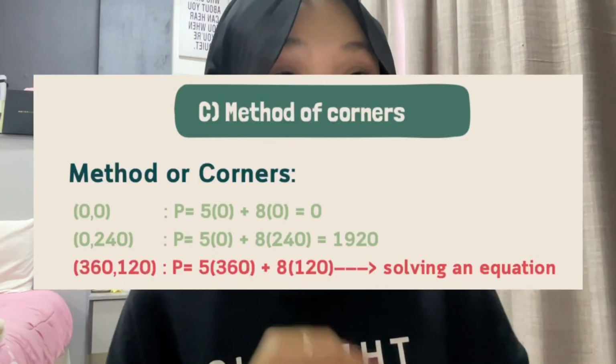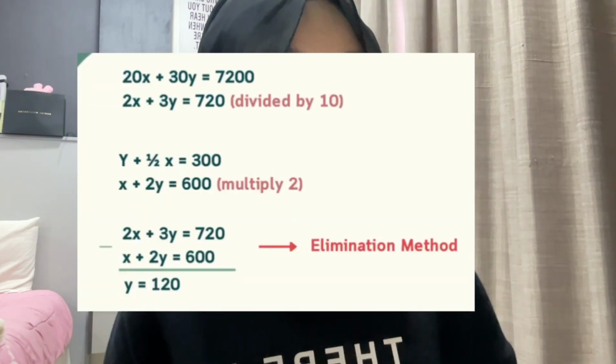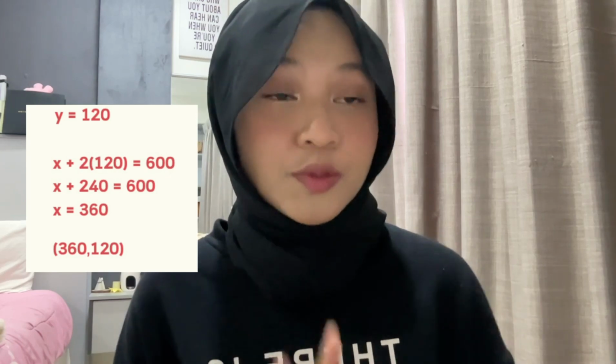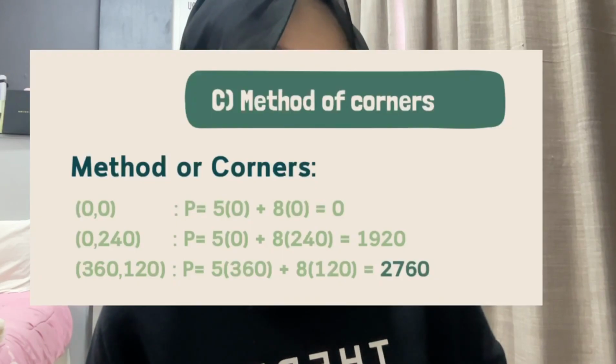The third point we have to find by solving equations. We take the first equation and the second equation and use the elimination method. Once I get the y value, I substitute it into any equation. For example, I use equation number 2 to substitute the y value. And then I got (360, 120).